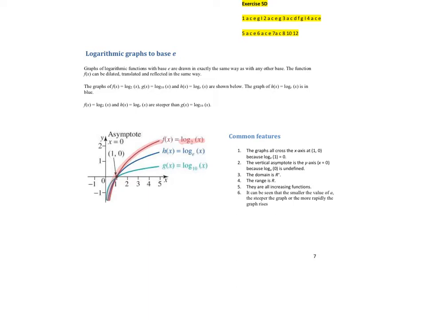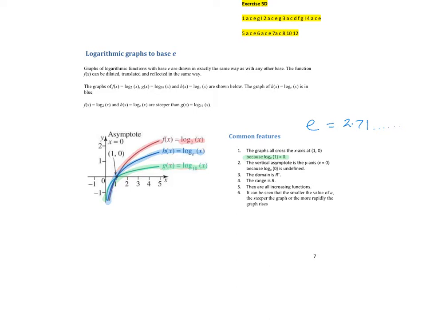Log base 10 has got the same basic shape. They all go through the point (1, 0). All right. Log base e, we give that a particular name. That's called our natural log. And if you remember from last year, e is simply a number, 2.71 and so on. So it's just a log base that acts a little bit between log base 2 and log base 3.